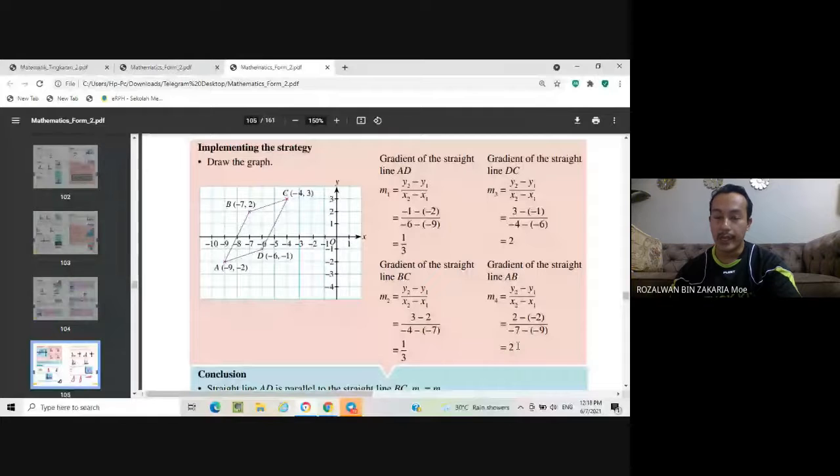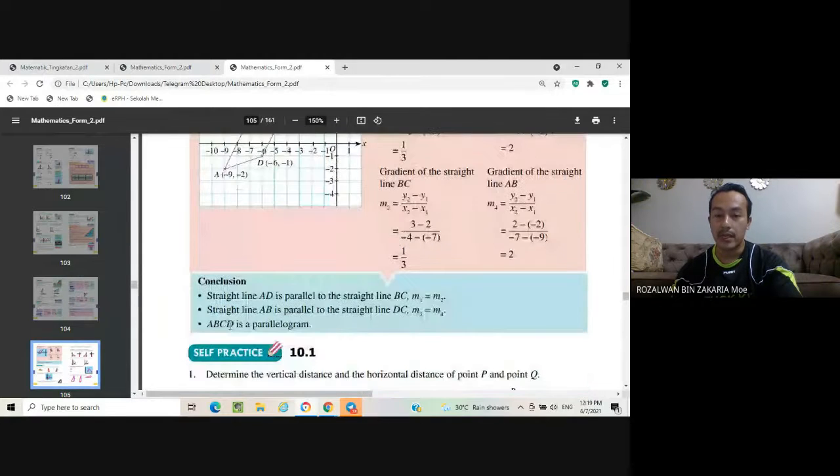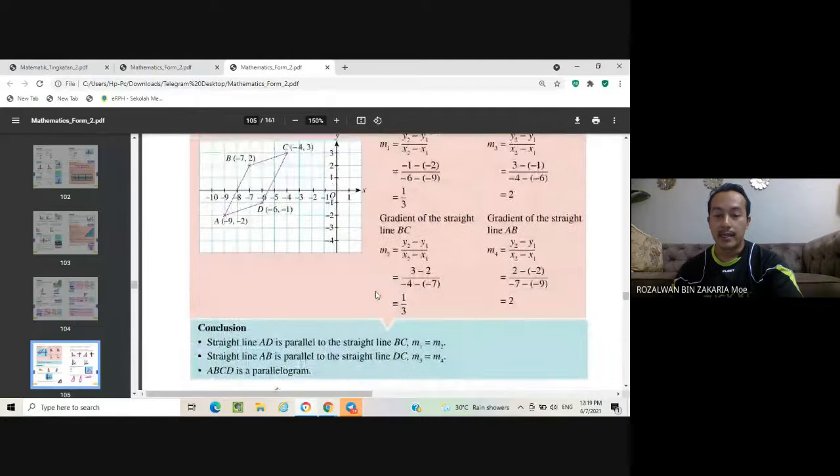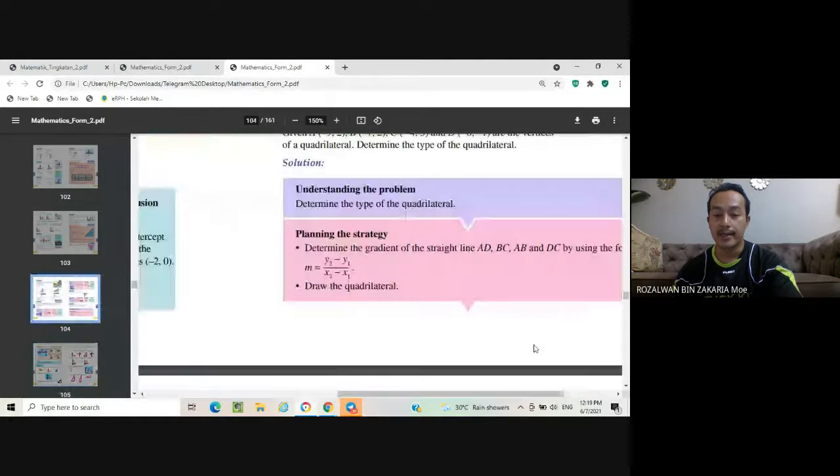All right. So as you can see there, the value of the gradient DC is the same as the value of the gradient AB. That means the line DC is parallel to the line AB. For the conclusion, this shape is actually a parallelogram. A parallelogram is one type of quadrilateral. So that's why ABCD is a parallelogram. That's how to answer the question for example 13 here.